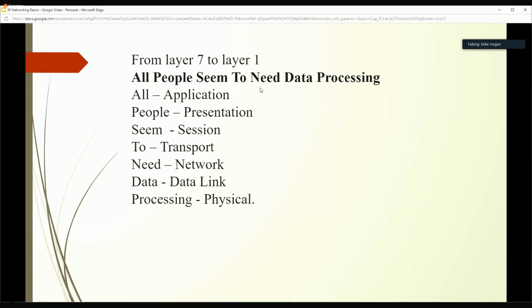"All People Seem To Need Data Processing." Each one of those acronyms will work, or you could come up with your own acronym to help remember those layers. Typically, they love to ask questions about those layers on some tests, but if you ever decide to do any other certification, like Net Plus or something like that, they love to ask about the different layers of the OSI model and making sure you can list and talk briefly about each one of those.